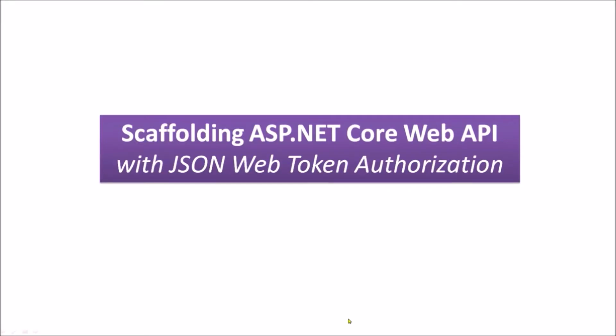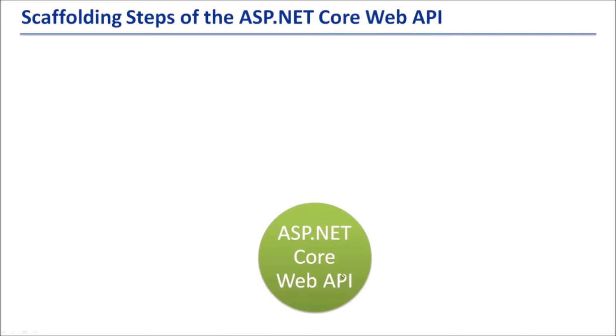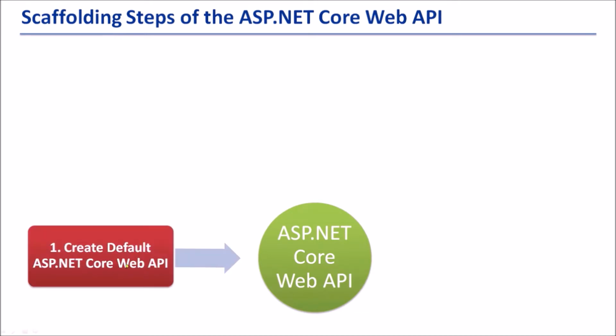Scaffolding ASP.NET Core Web API with JSON Web Token authorization. Scaffolding steps of the ASP.NET Core Web API. First, create default ASP.NET Core Web API.